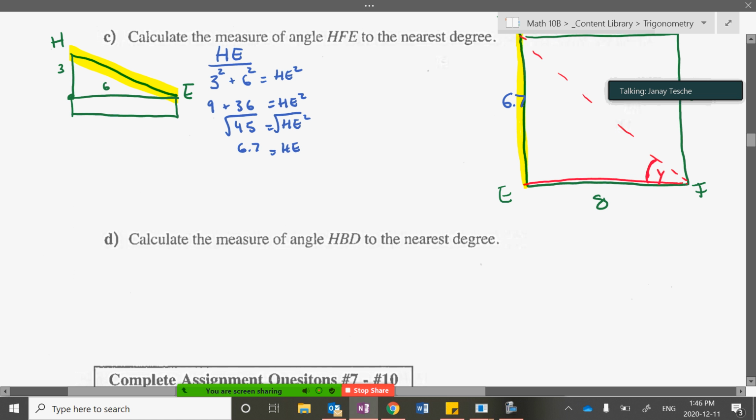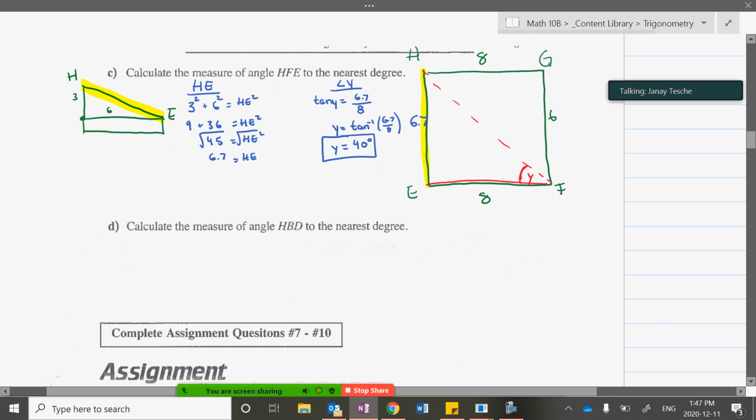So now I have a nice triangle where I know two sides, and I need to solve for an angle. So we are going to use tan. So tan of y is equal to our opposite side, 6.7, over our adjacent side of 8. And when I do that, we get a nice 40 degrees. So tricky on this one to make that connection to solve for HE, which makes that one quite hard.